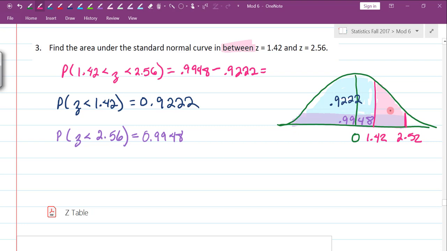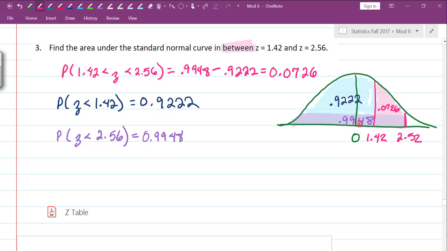So we're going to grab our calculator, and I'm going to go 0.9948, subtract 0.9222, and I end up with 0.0726 right there. Okay, so this area in here is 0.0726. So what we're really saying is 0.9222 plus 0.0726, adding those two together, that equals the 0.9948, okay? Because we have the blue, we have the pink, we add them together, and we get the 0.9948.